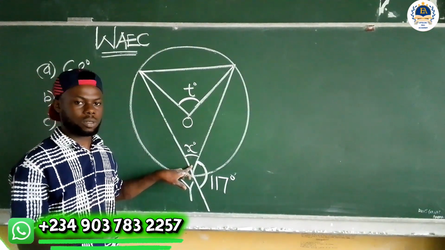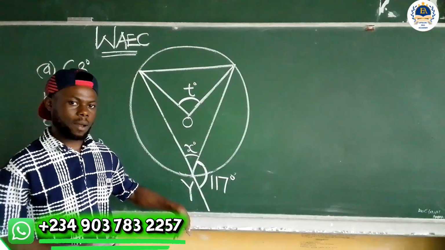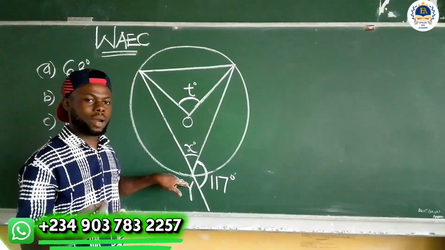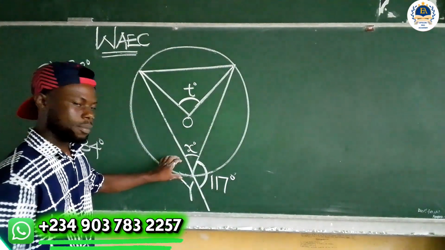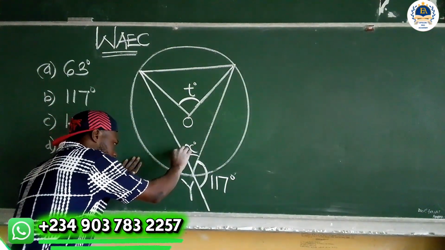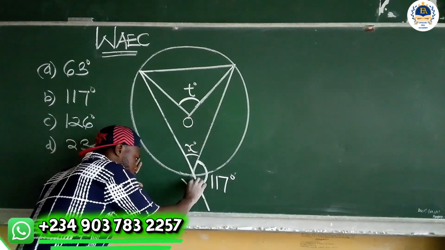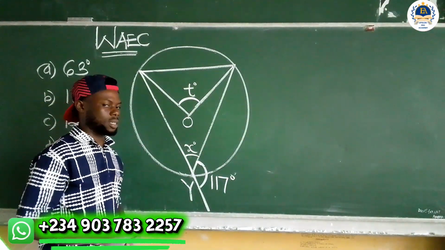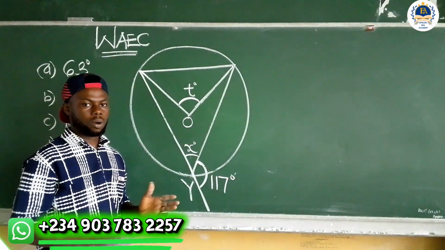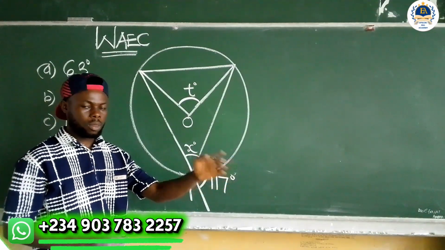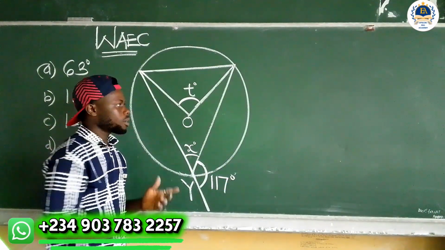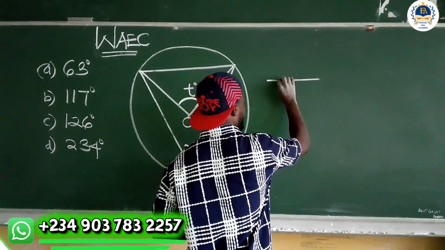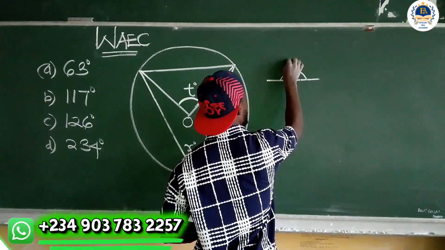The angle at the circumference was not given, but there's a parameter that could be used to determine the angle at the circumference. Now, what is the parameter? If you look at this diagram, we have a straight line from this point running through this point. One of the theorems in this topic is that the sum of angles on a straight line must give you what? 180 degrees, isn't it? That is to say, if we have a straight line, the total angle formed by this straight line must be equal to 180 degrees.